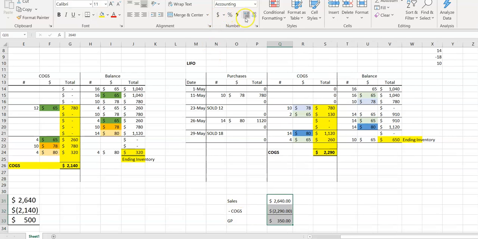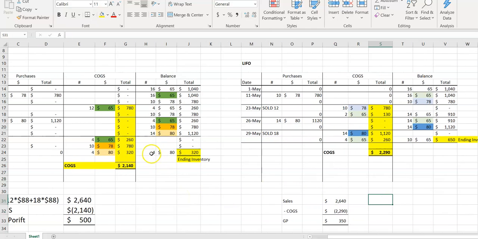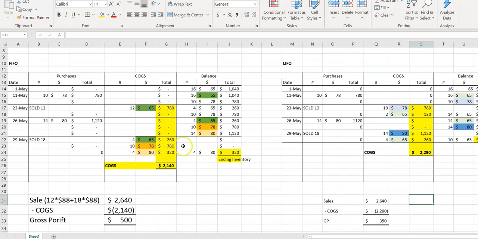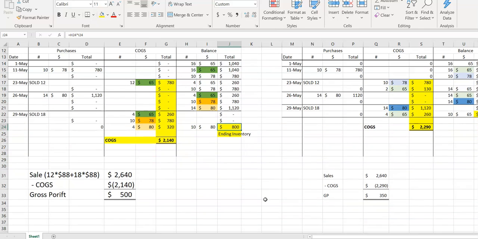Okay, let's go together back to FIFO and see what I did wrong, because I should have the same number of units in my ending inventory regardless of the method that I use. Over here I have 4, and I know that's not right. I think it's supposed to be 14 minus 4 equals 10. So that's the only thing that's wrong. Thank goodness that fixed it.